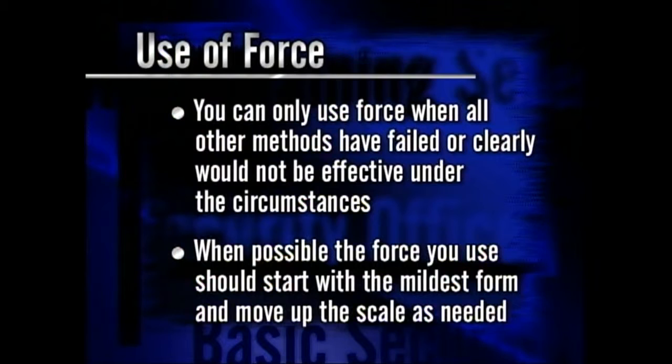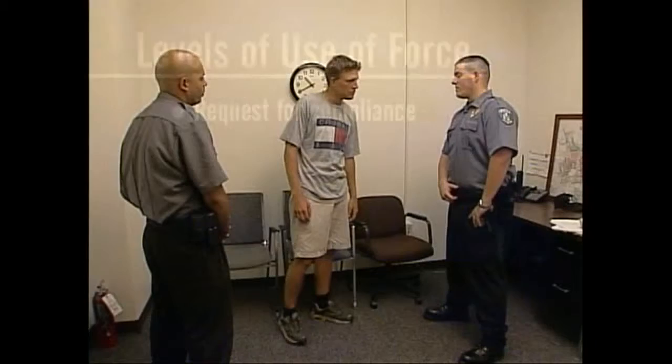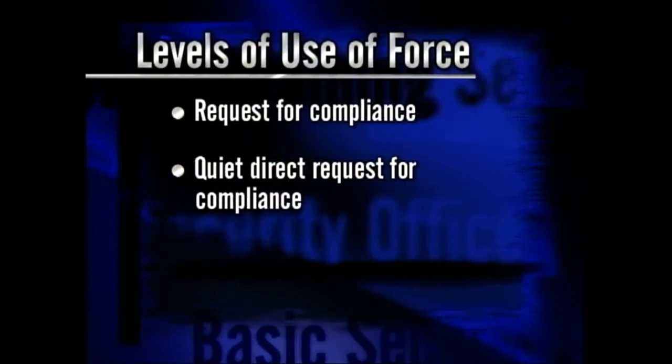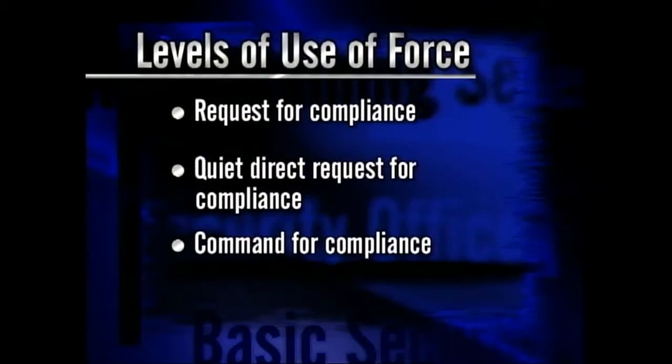Let's see a demonstration with an uncooperative young man who's been verbally threatening security officers. In the first instance, the officer's request for compliance. Excuse me, sir. Could you have a seat here in the chair for me? I didn't do anything. Next, a quiet, direct request for compliance. Sir, could you have a seat for me? I haven't done anything wrong. Then, a command for compliance.